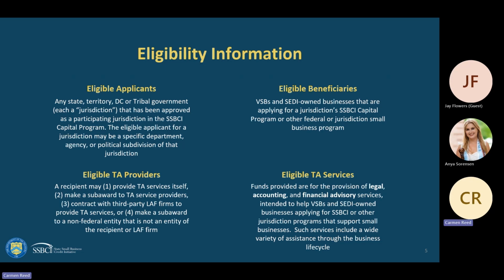To provide the TA services, a recipient may provide services itself. It may make a subaward to TA service providers. It may contract with third-party legal, accounting, and financial advisory firms to provide TA services, or it may make a subaward to a non-federal entity who will serve as a pass-through entity and contract or subaward with legal, accounting, and/or financial advisory firms to provide TA services.